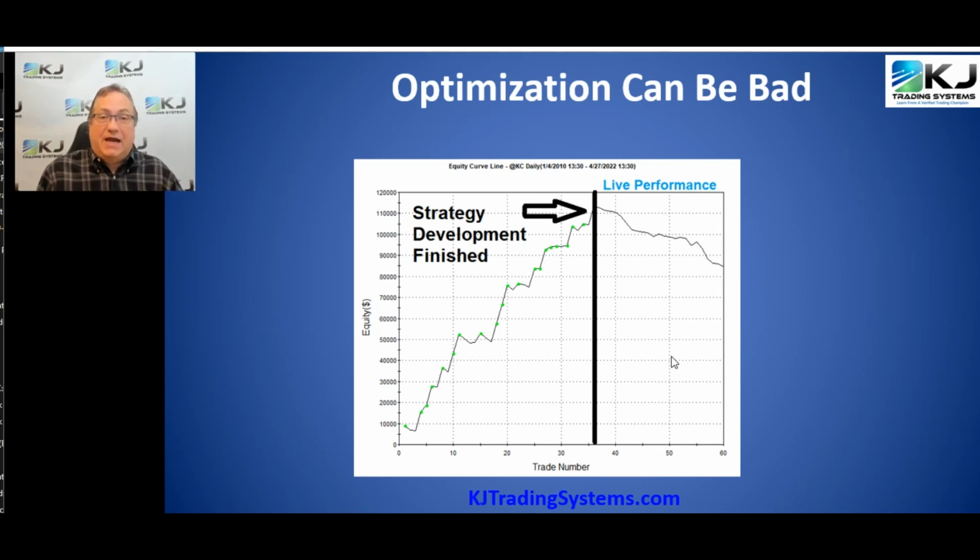And it's not just optimization. There's other reasons why this could happen. Could just be bad luck, you know. Maybe this is a great strategy, just went through a period of bad luck. I don't know. But optimization definitely is one of the biggest causes of things like this. So if you're having live performance that does this to the right of that black line when your strategy looked like the left of it when you built it, maybe you're optimizing too much. So that's the public service announcement for today.